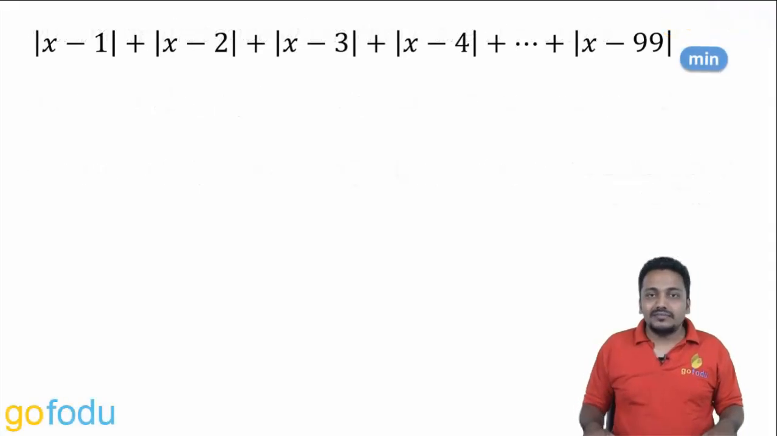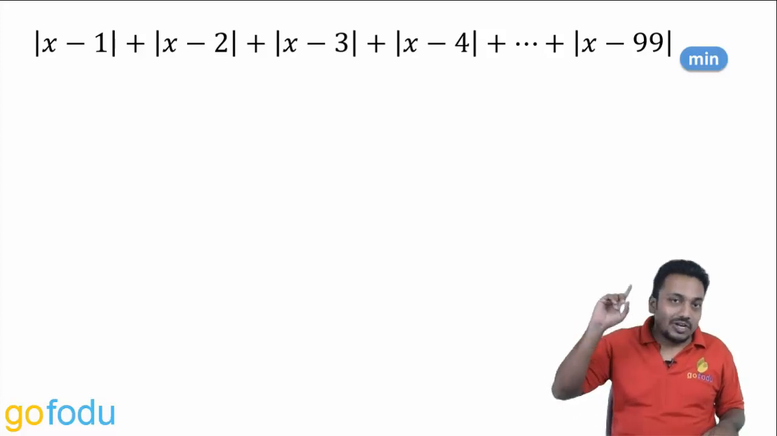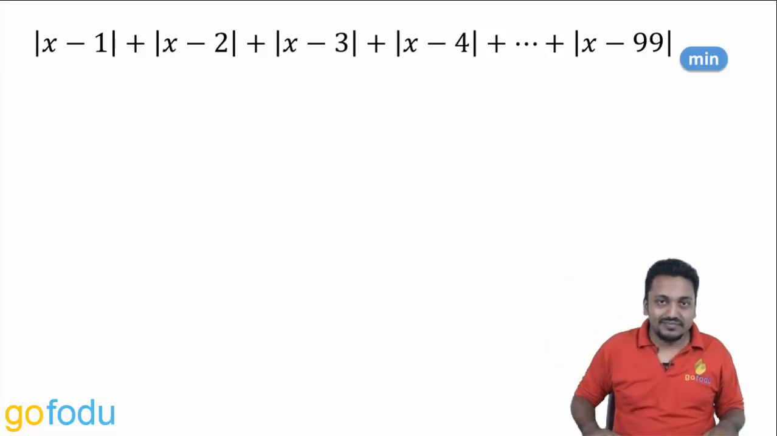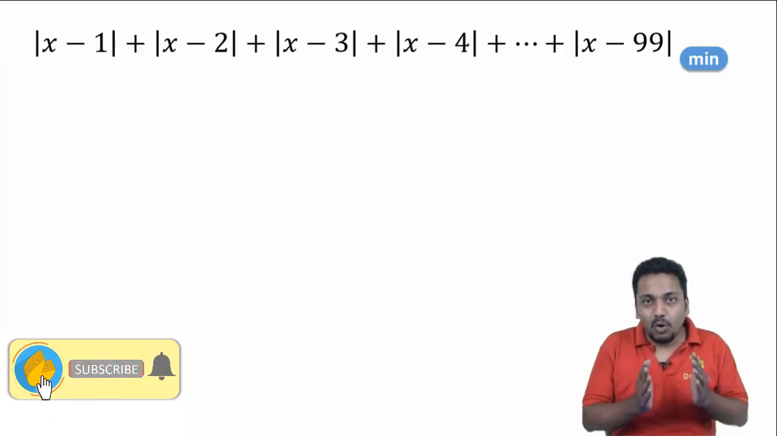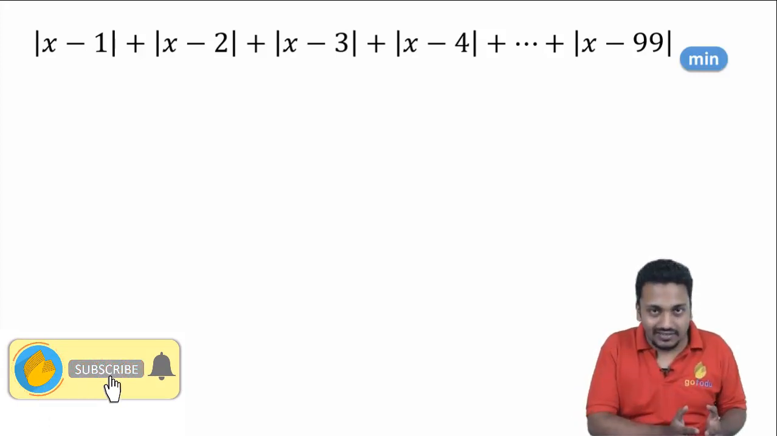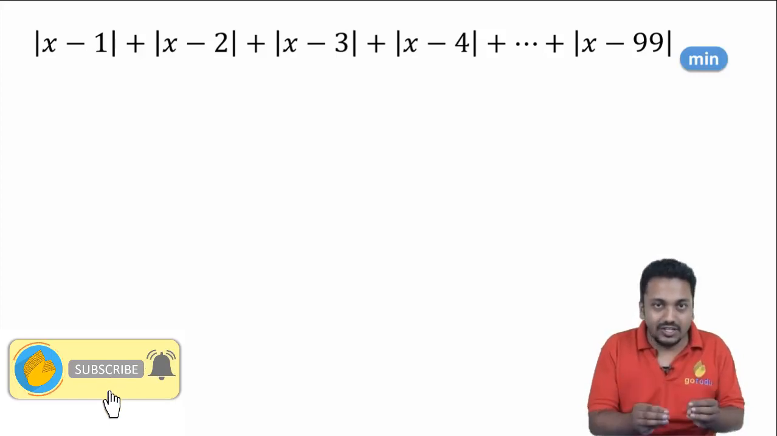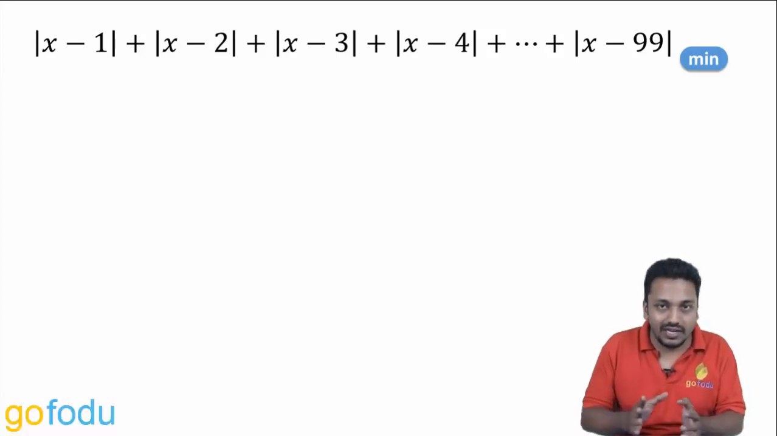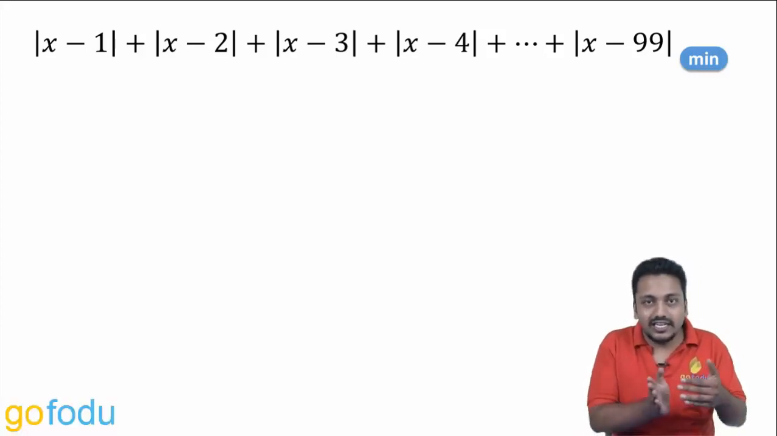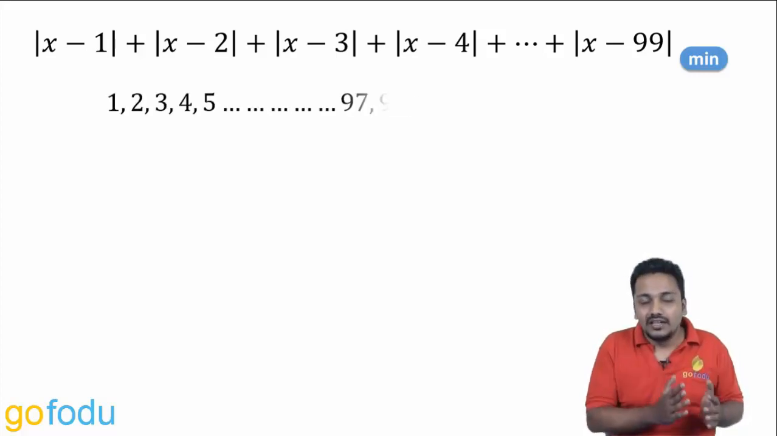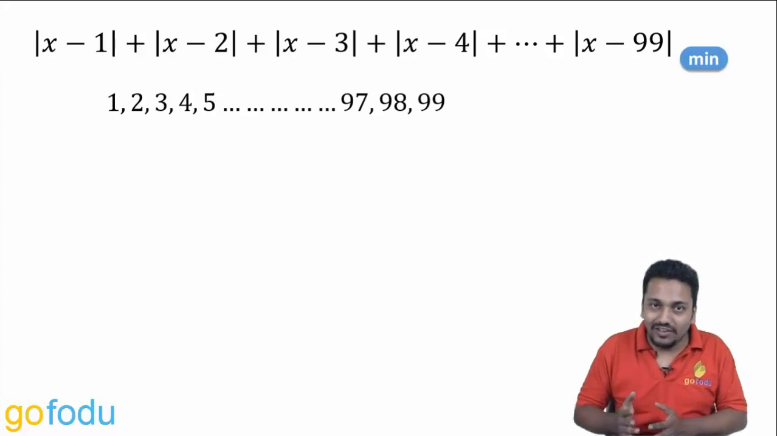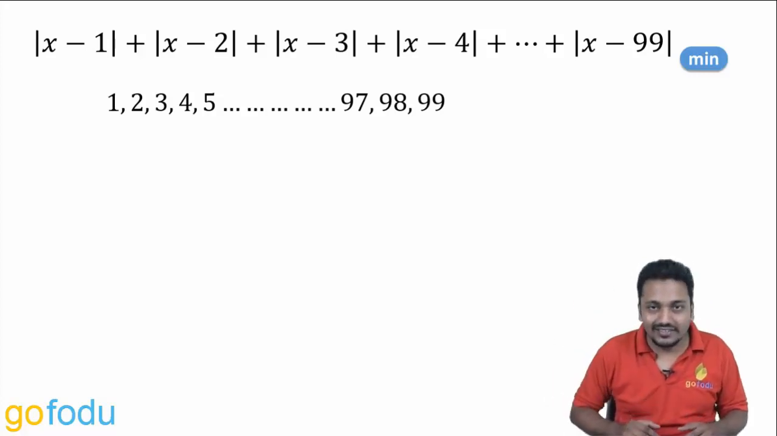One last example. Find the minimum value of this expression. First thing that we'll do is plot the origins on the number line. This is our process, right? We find the origins and plot them on the number line. We'll equate the quantities inside the modulus signs to 0, and the points that we'll get are 1, 2, 3, 4, 5 up till 99.